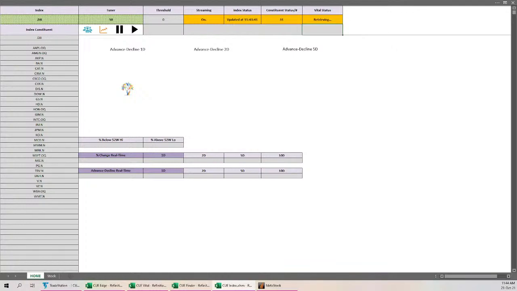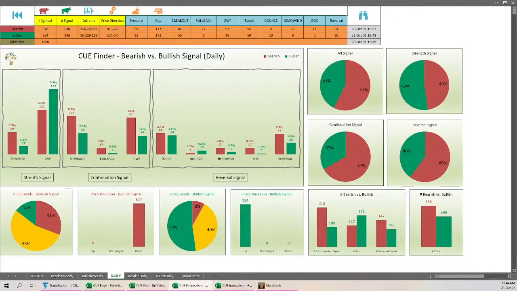Okay, it is taking a while. I observed earlier also during my day, I am living in Thailand, during my daytime, the response from Refinitiv was slower than usual. No problem. While it is retrieving the constituent stocks data, let's go back to Q Finder.